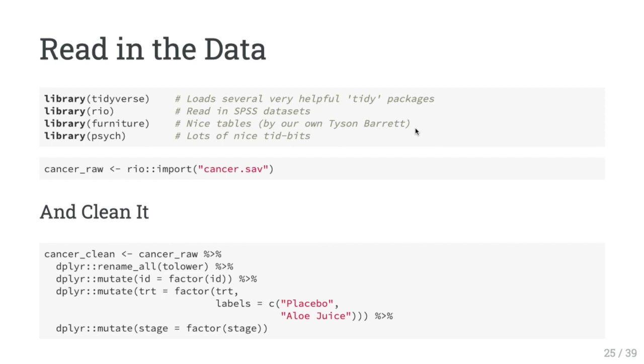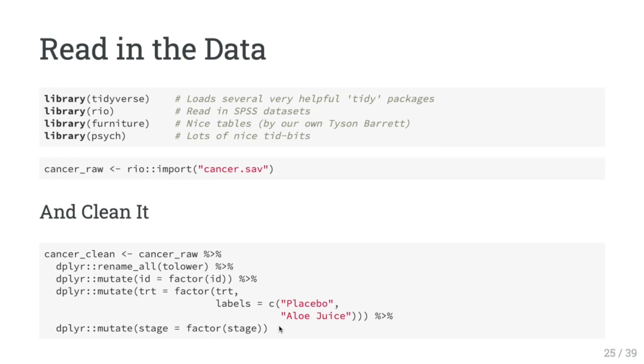Next step is we can clean it. So we brought it in, we named it Cancer Raw, and then we're grabbing Cancer Raw and then renaming all to lower, and then creating a variable called ID. Turns out ID is already in the data, so we're just changing this one to a factor. And then we're changing treatment to a factor with the labels being placebo and aloe juice. And then we're making stage a factor as well.